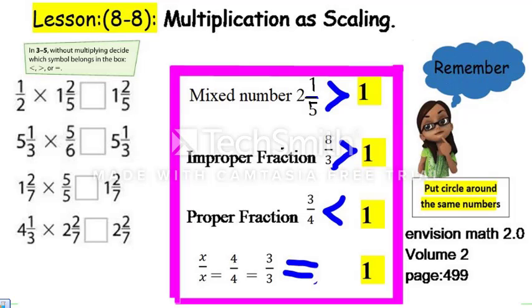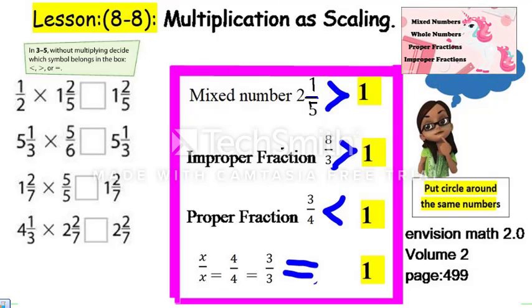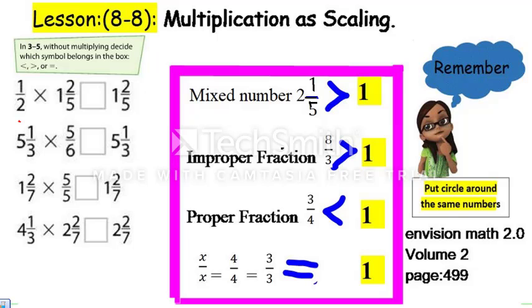If you want to know more about mixed numbers, improper fractions, proper fractions, whole numbers, and the difference between all of these expressions, you should definitely watch the video called Mixed Numbers. Now let me teach you a little trick to solve this exercise without multiplying.